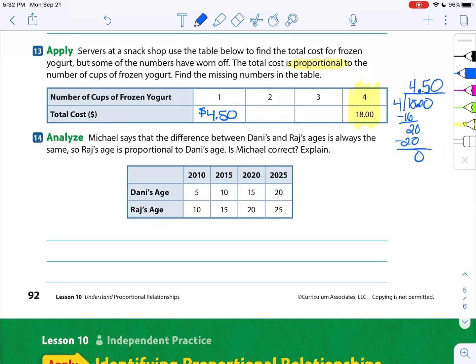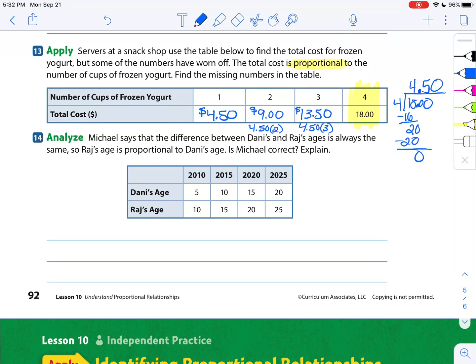Now that I know how much it costs for 1 cup, I can then find how much it costs for 2 cups and 3 cups by multiplying $4.50 times 2, which gives me $9, and $4.50 times 3, which gives me $13.50.